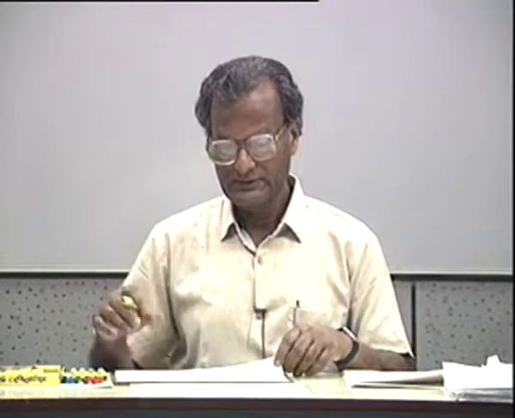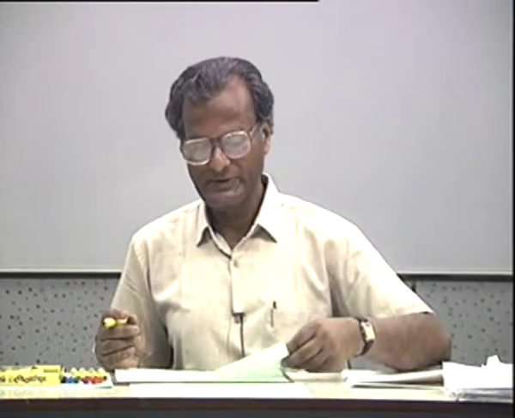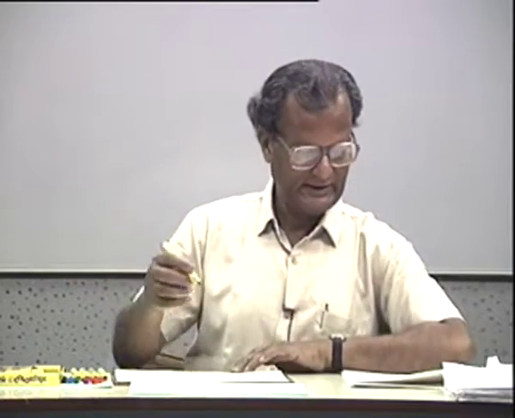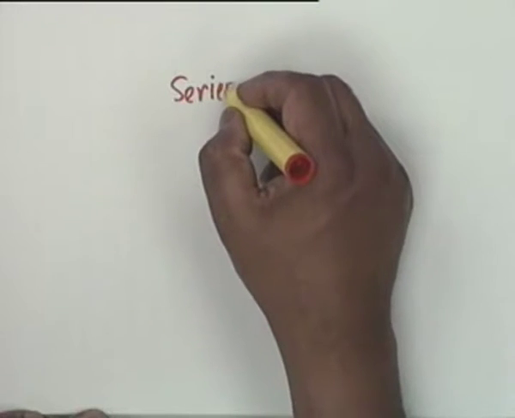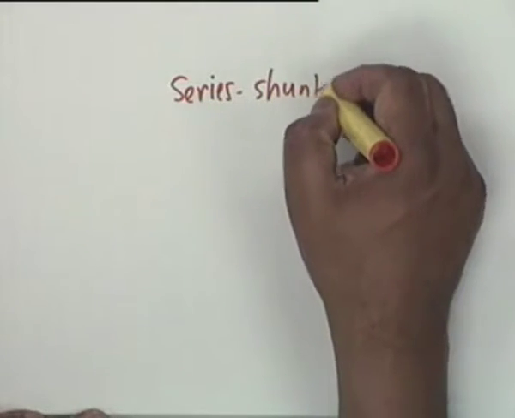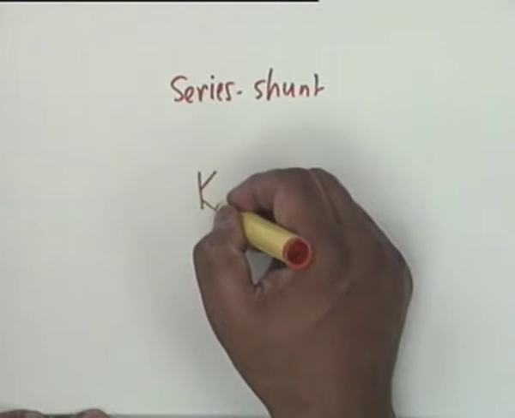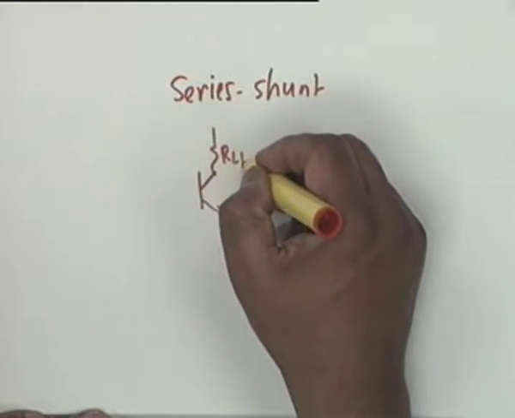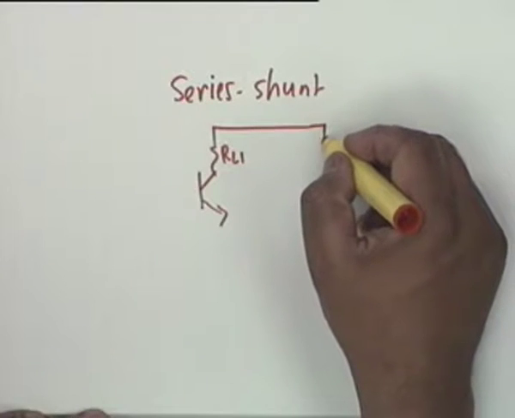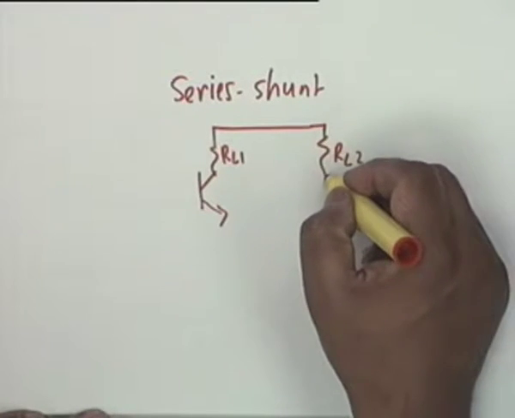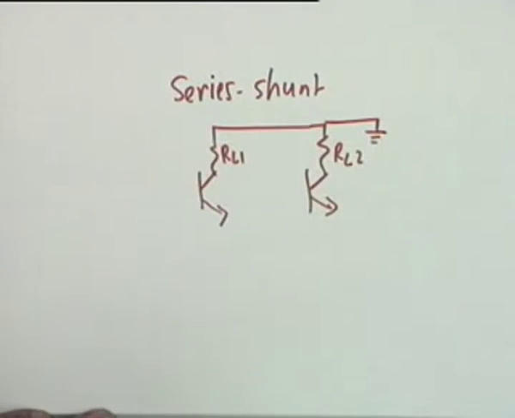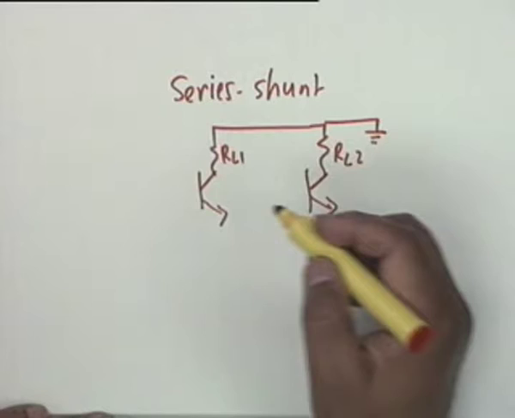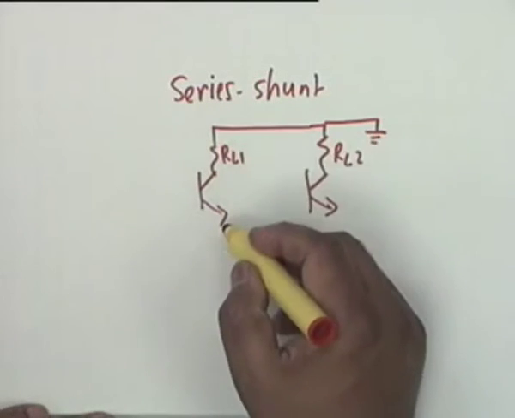Two examples of feedback pairs we had discussed very briefly. I shall draw the circuits again. One is the series shunt. That is, you have a two-stage amplifier. I am not showing the DC biasing. You have a two-stage amplifier. DC biasing is not being shown, so the loads are grounded, and it's a series shunt.